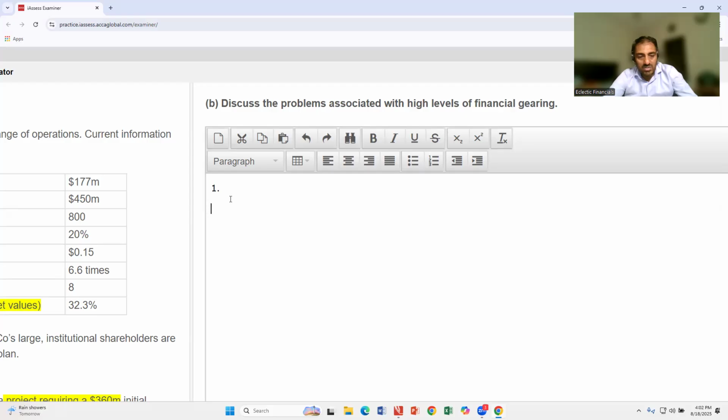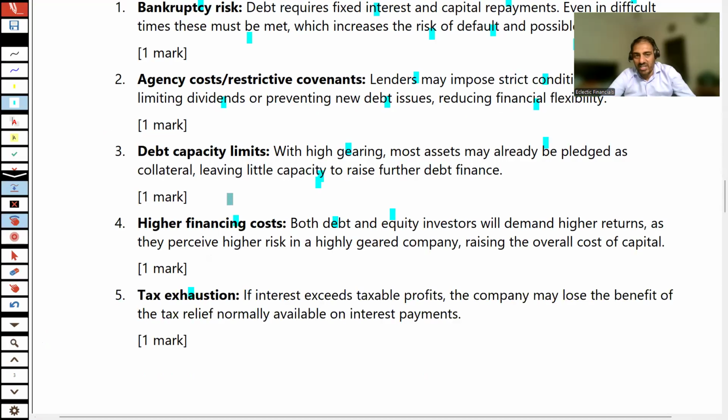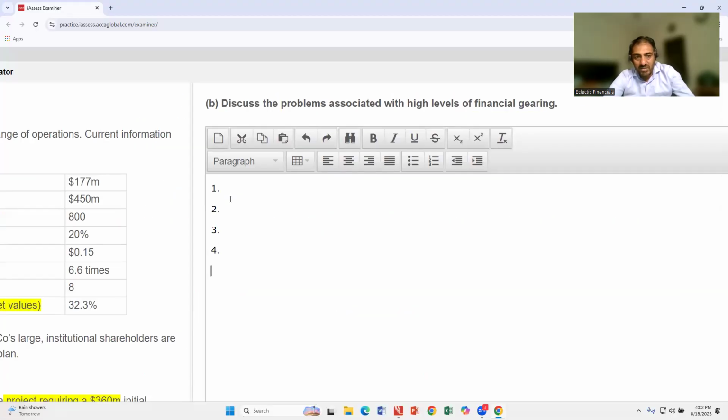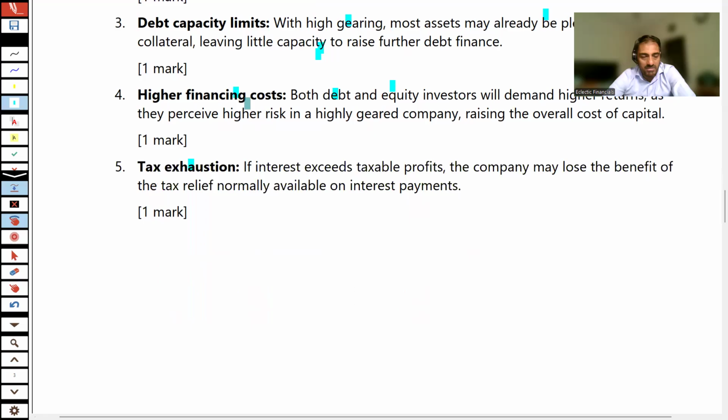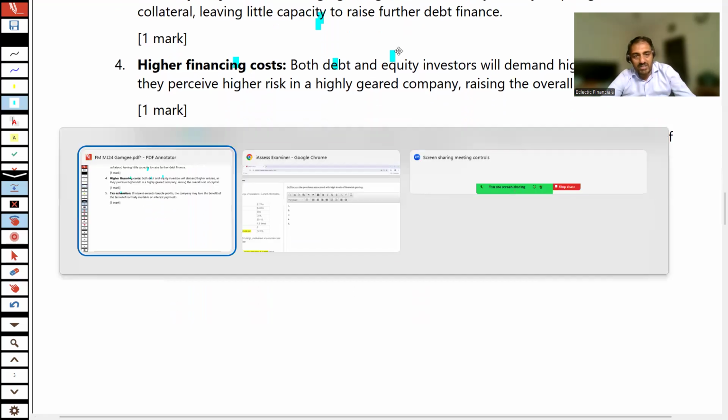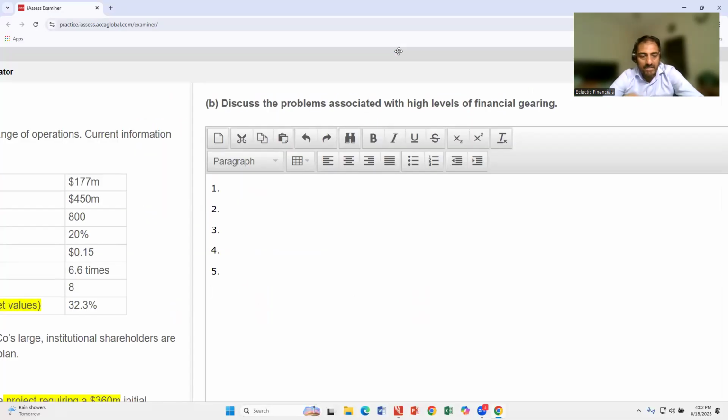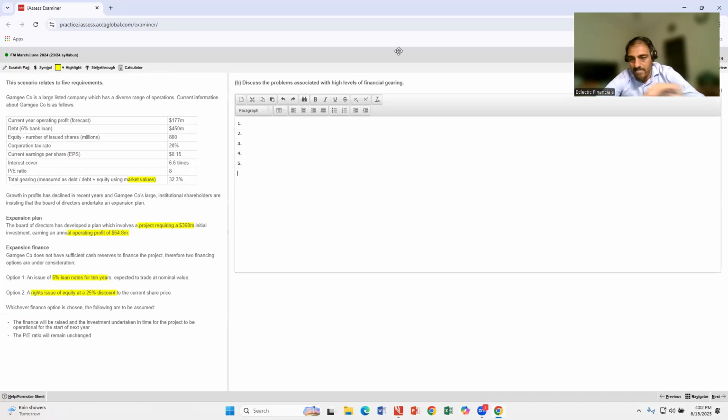1, 2, 3. Sir, is it necessary to make headings? No, not necessary. You just express your 4 to 5 ideas. That's a point. Further, the last one.